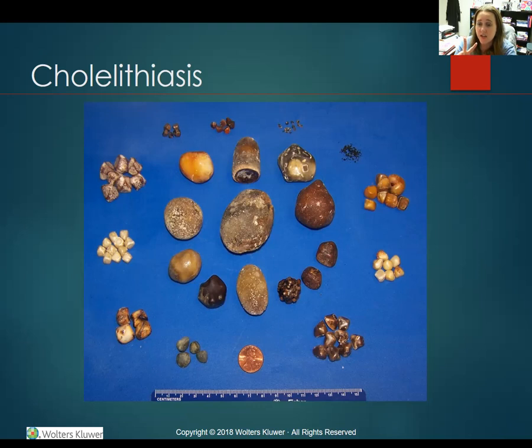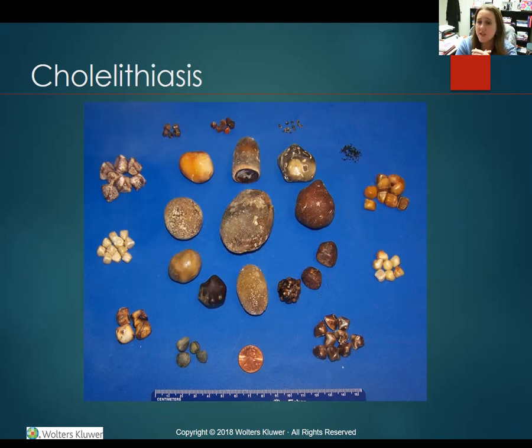Pathophysiology-wise, we have two different types of stones. We have pigment stones. These are dark, and these are made from unconjugated bilirubin. That's 10 to 15% of the stones. And the risks for developing these are cirrhosis, hemolysis, and infections in the biliary tract. These stones cannot be resolved. They have to be removed surgically if they're causing a problem.